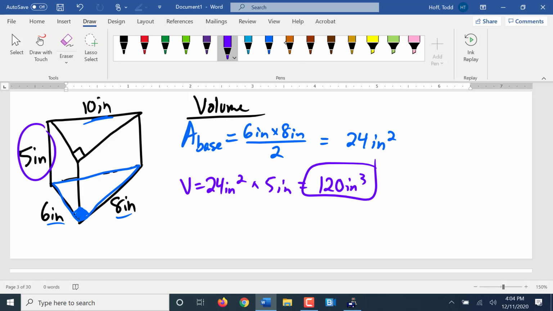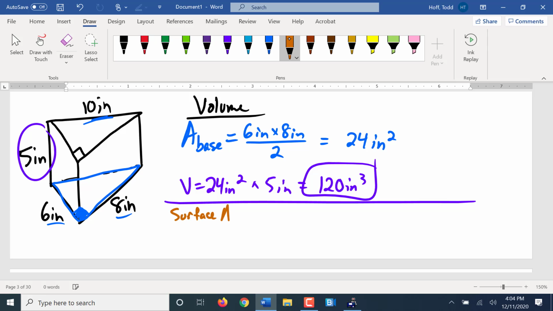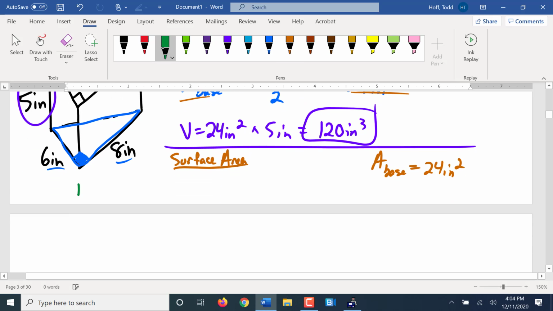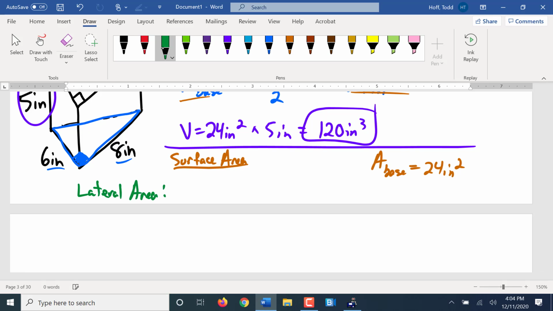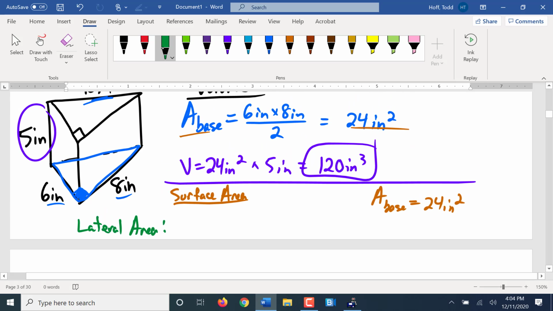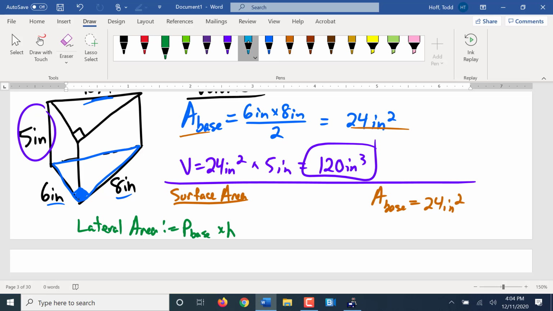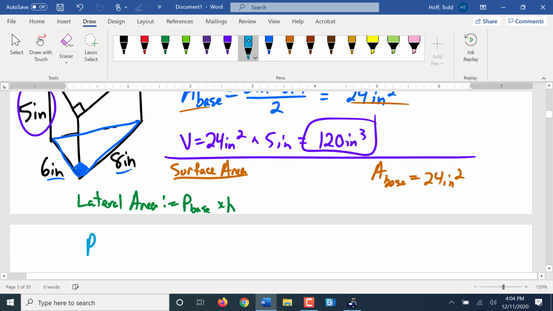For surface area, we need the area of that base, which is how much again? 24. And then we're going to need lateral area. What are the 2 things we need for lateral area again? Perfect. Perimeter of the base and the height. So to find the perimeter of the base, what do we need? 6 plus 8 plus 10. Very good.